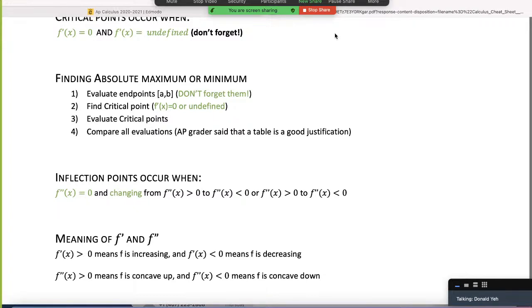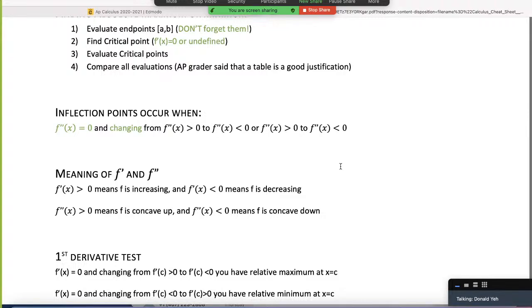In motion, sometimes you get a position, velocity, acceleration question. And sometimes they ask you to find the point that's the furthest to the right. That's the same thing. It's finding the absolute maximum. You have to do these three things: find critical values, evaluate the critical points, and evaluate the endpoints as well. So you compare all three, do a table, and that's how you do a good justification. That's how you get a good grade on the AP exam.